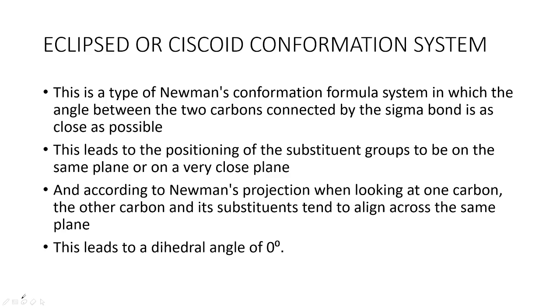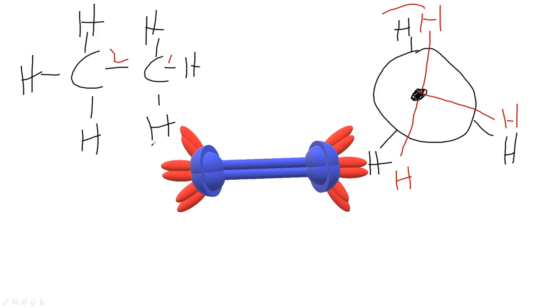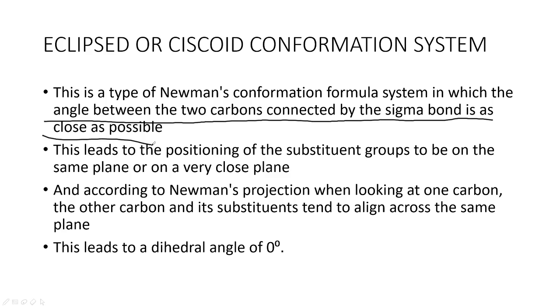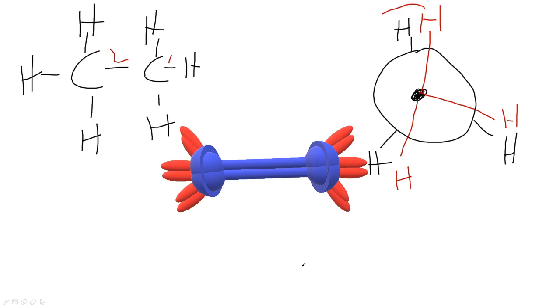Like I said, in the eclipsed or cisoid conformation system, the angle between the two carbons connected by the sigma bond is as close as possible. And the close angle that I said before, that's the dihedral angle, it is 0 degrees. That's what I'm representing here. So let's go over to the next form of Newman's conformational isomerism.